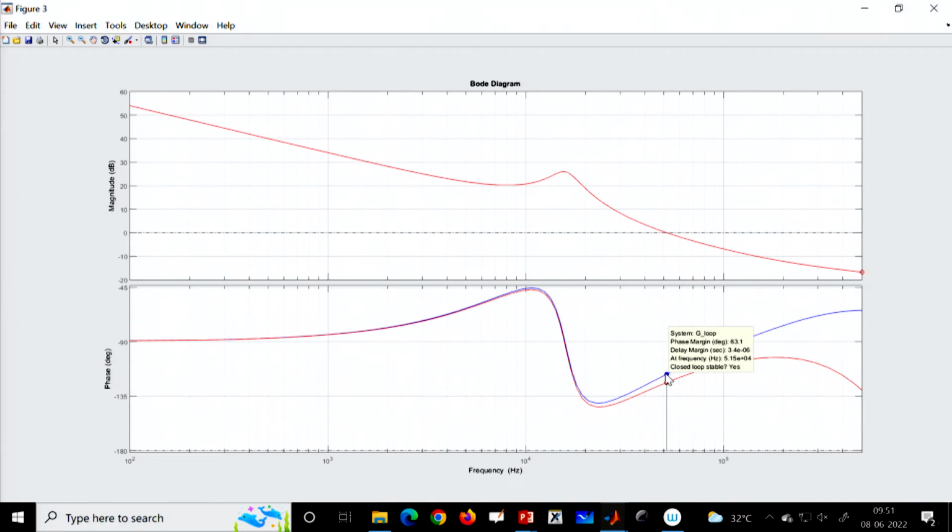Now, in case of analog control, which is the blue line, you see the phase margin is 63.1 degrees, whereas for the digital control it is 56. That means it is 63 and this is, let us say, 56, so around 7 degrees of phase degradation. Okay, the phase margin is degraded by 7 degrees. It is not a big deal because it is much higher than 45 degrees. So, it should be okay.